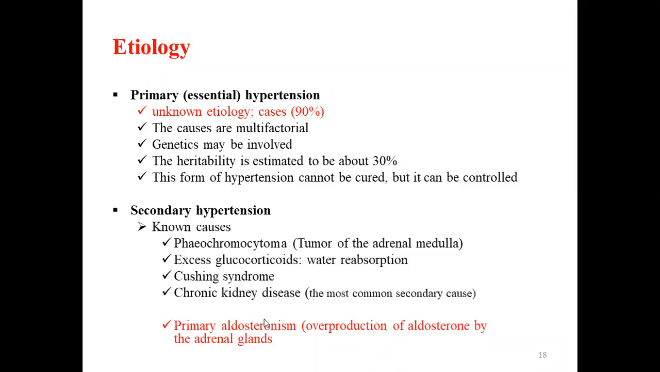Then lastly, we have seen primary aldosteronism. There is a condition known as primary aldosteronism that is characterized by excessive secretion of aldosterone in the adrenal gland. So remember, the adrenal gland is located on top of the kidneys. When there is overproduction of aldosterone, there is increased sodium and water retention that can actually cause what? Hypertension.